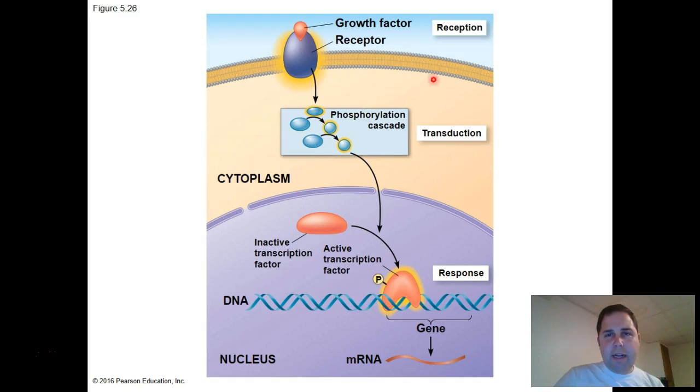And we can see that again in another example here, right? Reception, some growth factor is hitting a receptor. Transduction, lots of different interactions, enzymes, molecules are amplifying the signal throughout the cell. And ultimately we get a response where something happens, for example, at the DNA to cause the cell to react to what's going on.